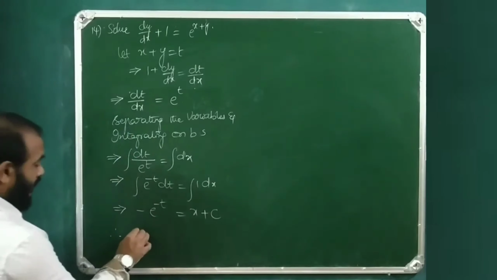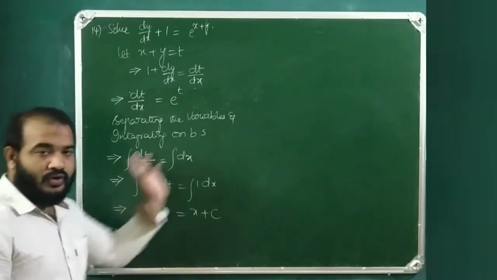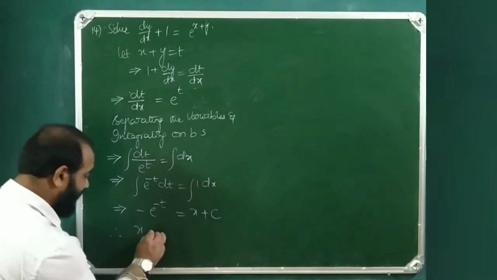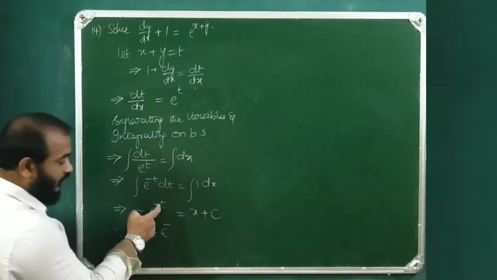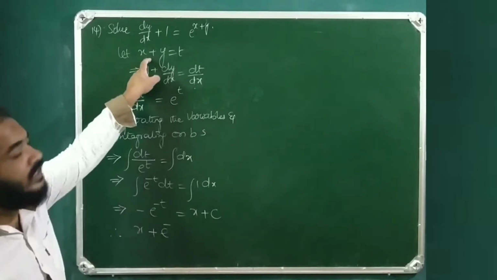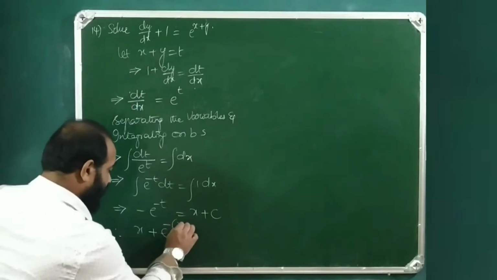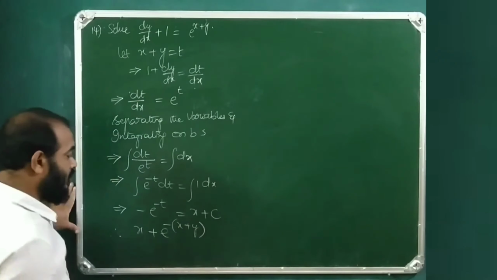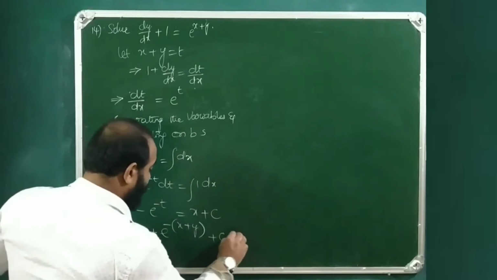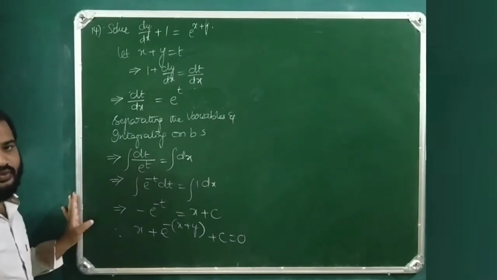Therefore, if you transpose the minus onto the other side, it is plus e power minus t, and the value of t is nothing but x plus y, so x plus e power minus of x plus y plus c equals 0 is the required solution.